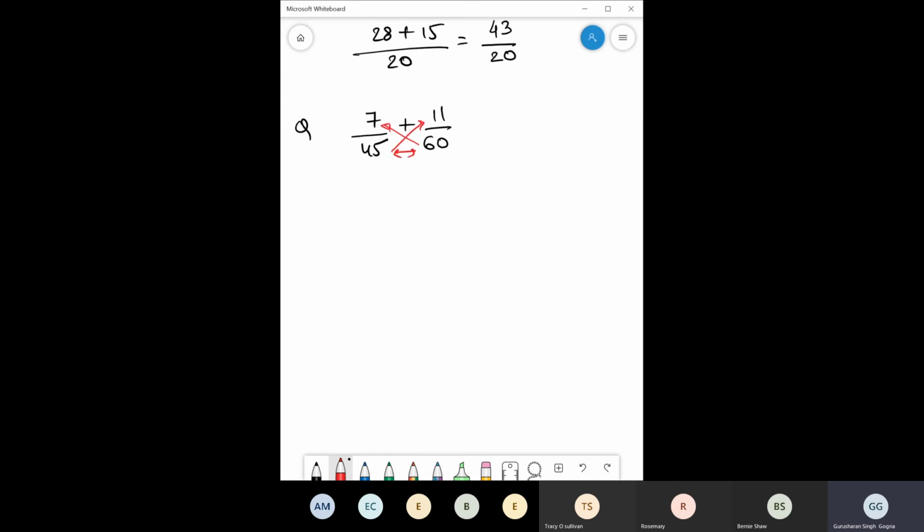Okay, that's not a proper way of doing it. Okay, and you will end up with very big numbers, as well as you will waste your time in the exam if you follow this kind of silly tricks. Okay, so what's the process?